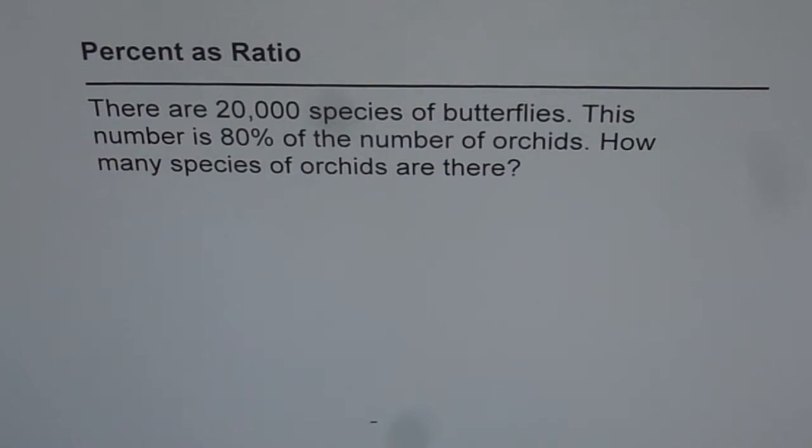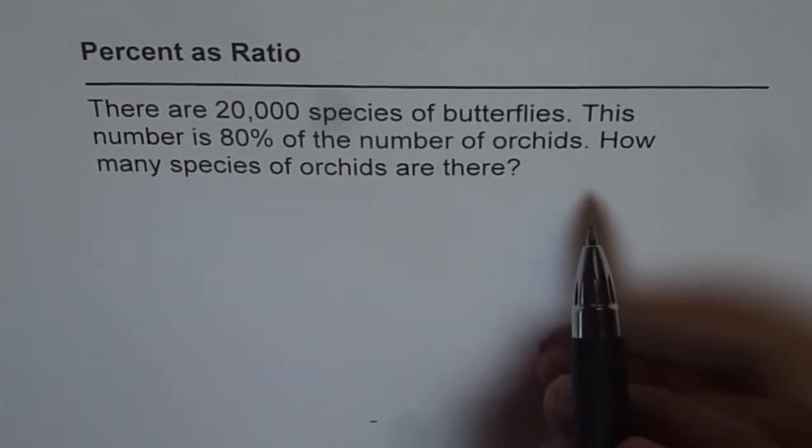Now let's review percent. We'll see percent as ratio with the help of this question. There are 20,000 species of butterflies. This number is 80% of the number of orchids. How many species of orchids are there? So that is the question. So try to answer and then look into my suggestion.